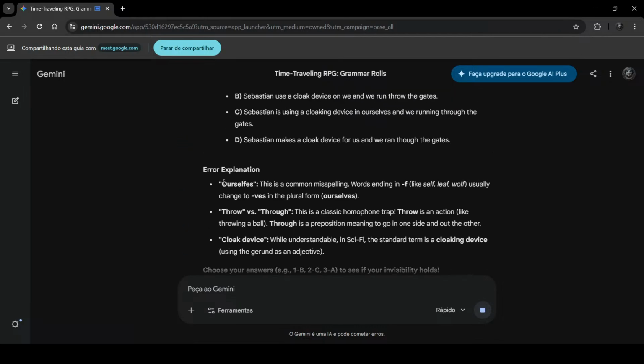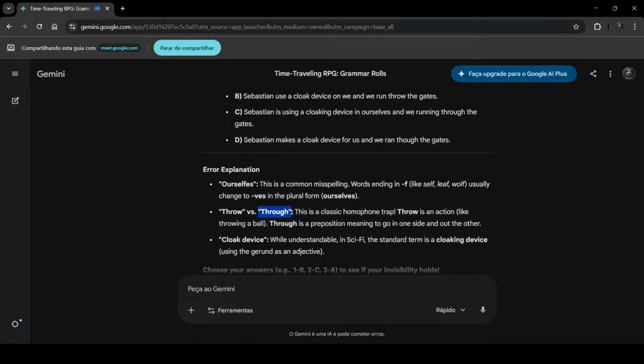So here, as I already talked about, ourselves. This is a common misspelling. Words ending in F, like self, leaf, wolf, usually change to VES in the plural form, ourselves. Plural form and the final S for verbs in the present simple. F and FE words, not only just F. If it ends with an F or an FE, when we put the plural S, we put VES.